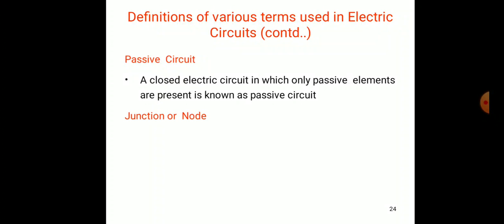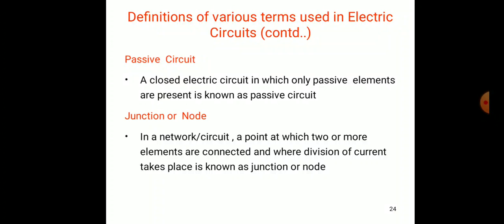The other one is the passive circuit. What is a passive circuit? A circuit in which all elements are only passive elements, like resistance, inductance, and capacitance, is called a passive circuit. In a circuit we are using different elements, active elements and passive elements.